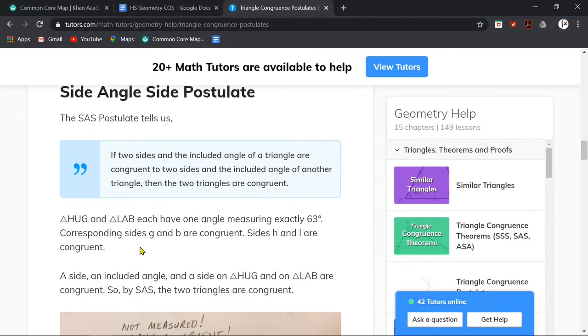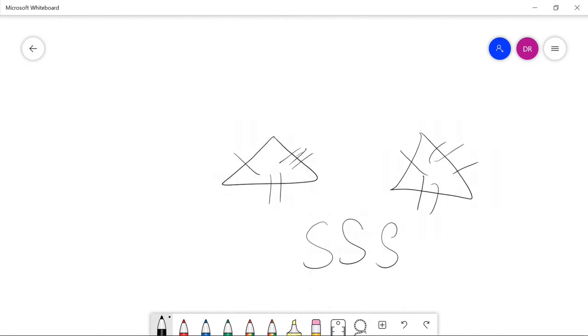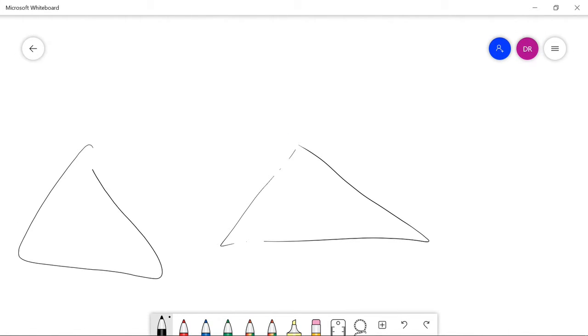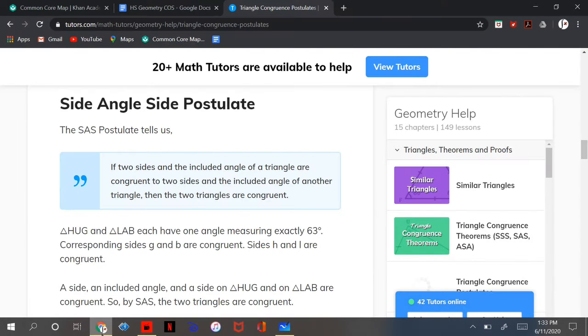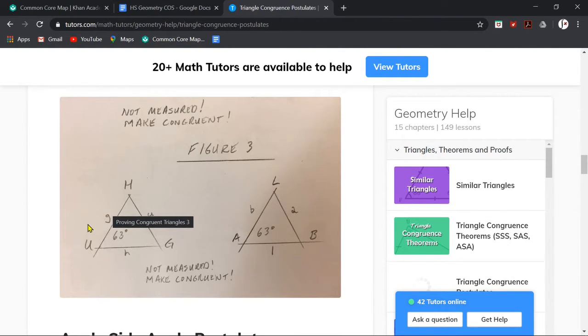So next is side, angle, side. To prove that two triangles are congruent with side, angle, side, let's say you have 2 triangles. You first have to prove that one side, another side, and an angle are congruent. So you have to prove that an angle inside 2 congruent sides are congruent. Once you have done this, they are congruent because of side, angle, side. In this video, we're just going over postulates. So for side, angle, side, G would have to be congruent to B, and H would have to be congruent to I.